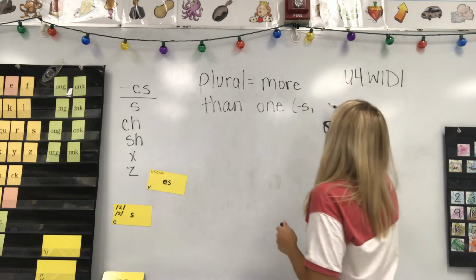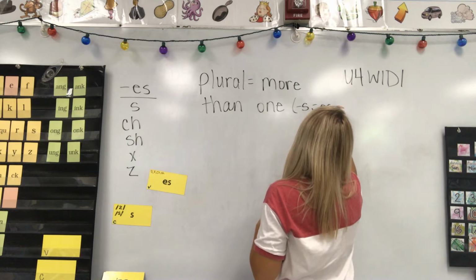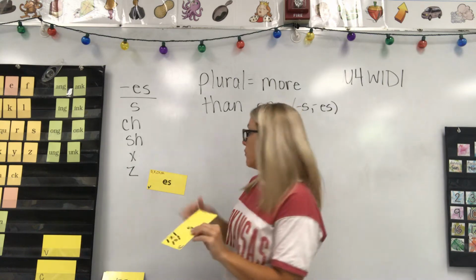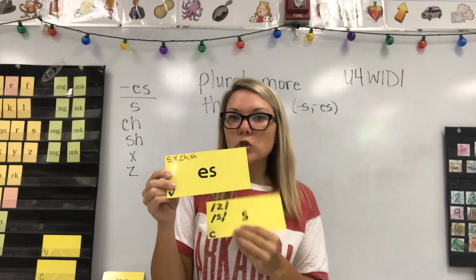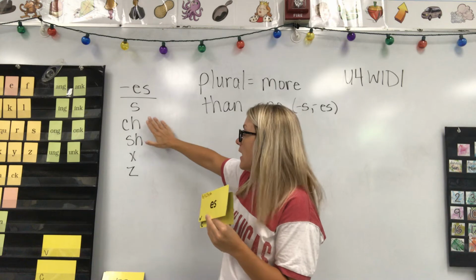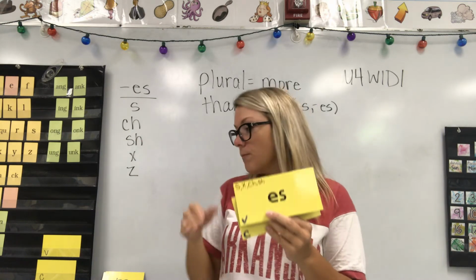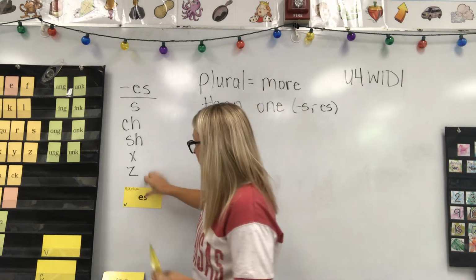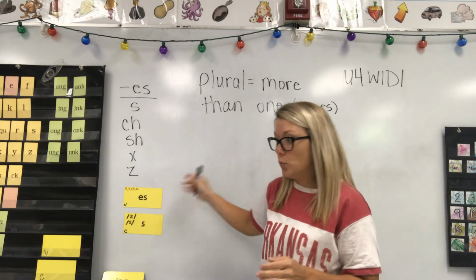Now, ES, as you can see over here, has some rules that go with it. Okay, so both of these suffixes can make a word plural. But you only use ES with certain sounds. So if the last sound is an S, a CH, an SH, an X, or a Z, that's when you're going to use an ES. And you can hear it when you say the word, you can hear the ES suffix to kind of give you a clue as to which one it is.